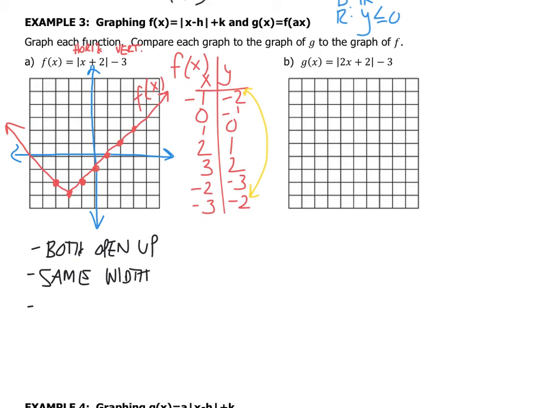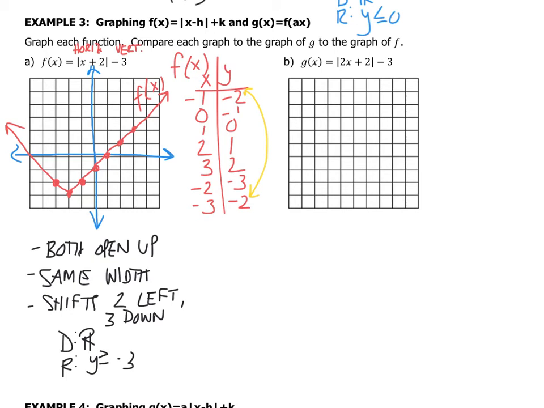And then we're going to say that we are shifting 2 left, 3 down. Okay? Our domain is still all real numbers. And our range, this time, our lowest y value we see is a -3. And then we see only things that are equal to or greater than -3. Okay? All right, so here we go on the next one.